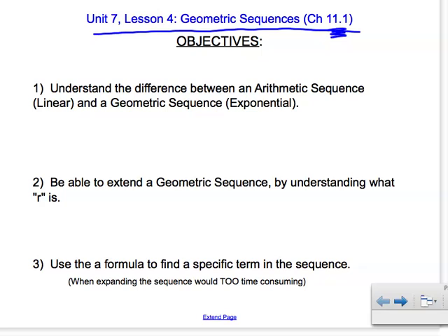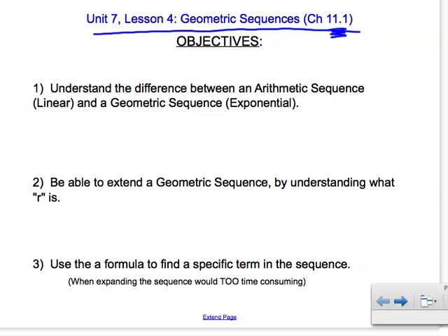What would an equation look like with some exponents for 2 variables, an x and a y, that we can start graphing and looking at the patterns there. So our next lesson is called Geometric Sequences, and it comes from chapter 11, but for us it's unit 7, lesson 4. Okay, we have 3 objectives for today.